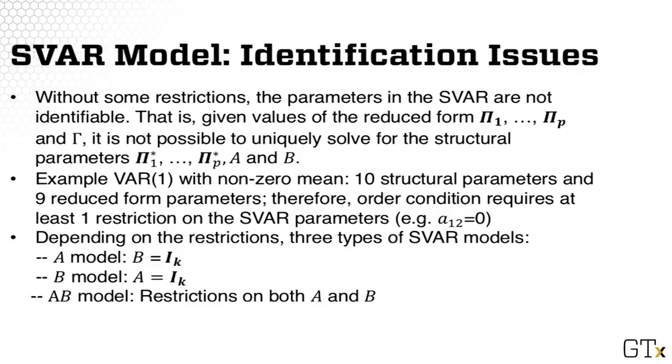If we take the example provided on the previous slide, the reduced form has 9 parameters, whereas the structural VAR has 10 parameters. That is, we'll try to estimate 10 parameters using a system of 9 equations.